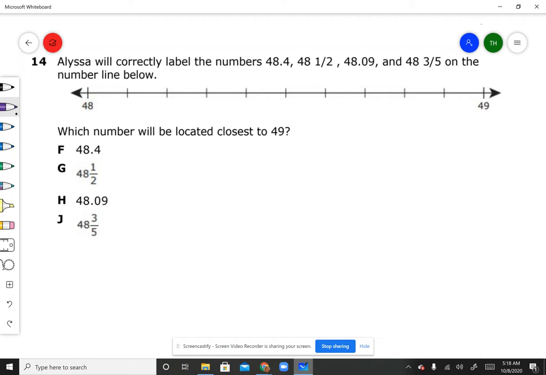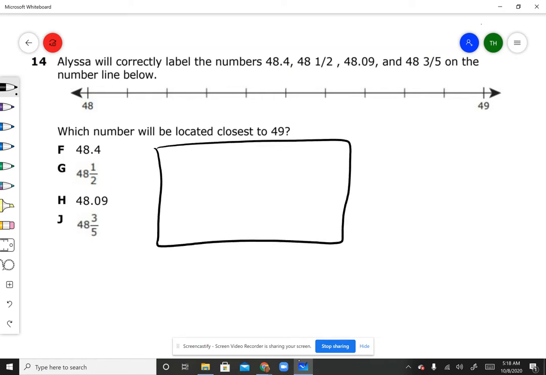Okay. So the first thing I need to do is convert all of them to fractions or all of them to decimals. I'm going to draw a table to help me organize my data. I'm going to have my given numbers. I'm going to convert them all to decimals. So I'll have my decimals and then my order. I'm going to order them before I put them on the number line.